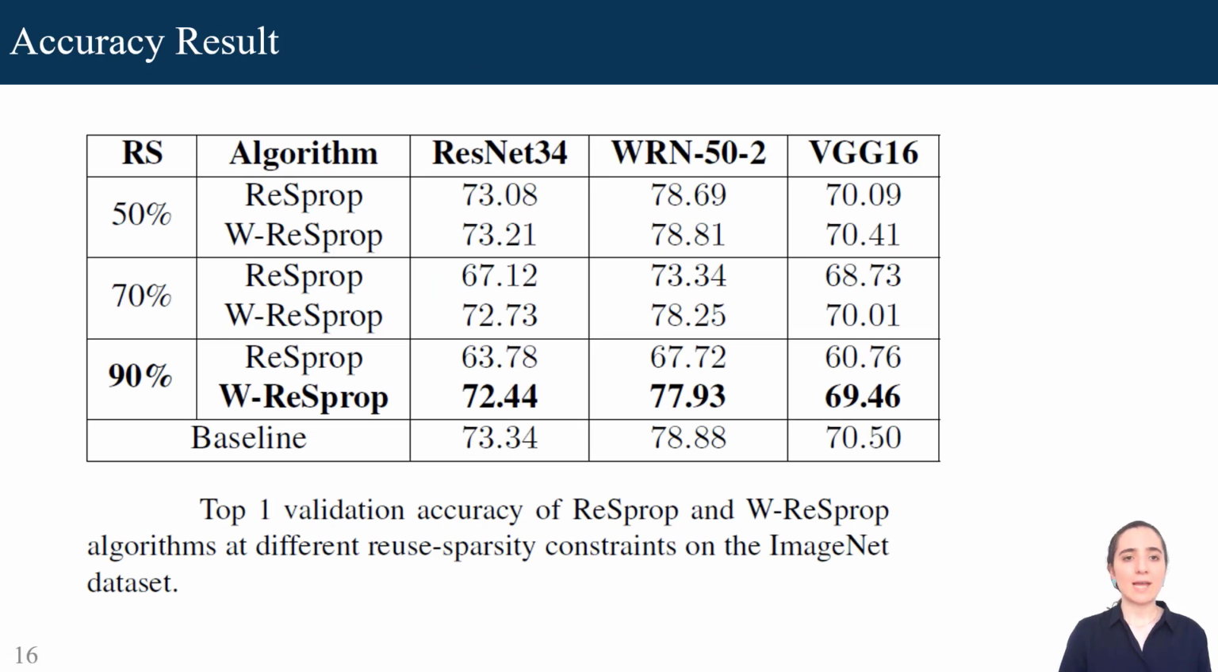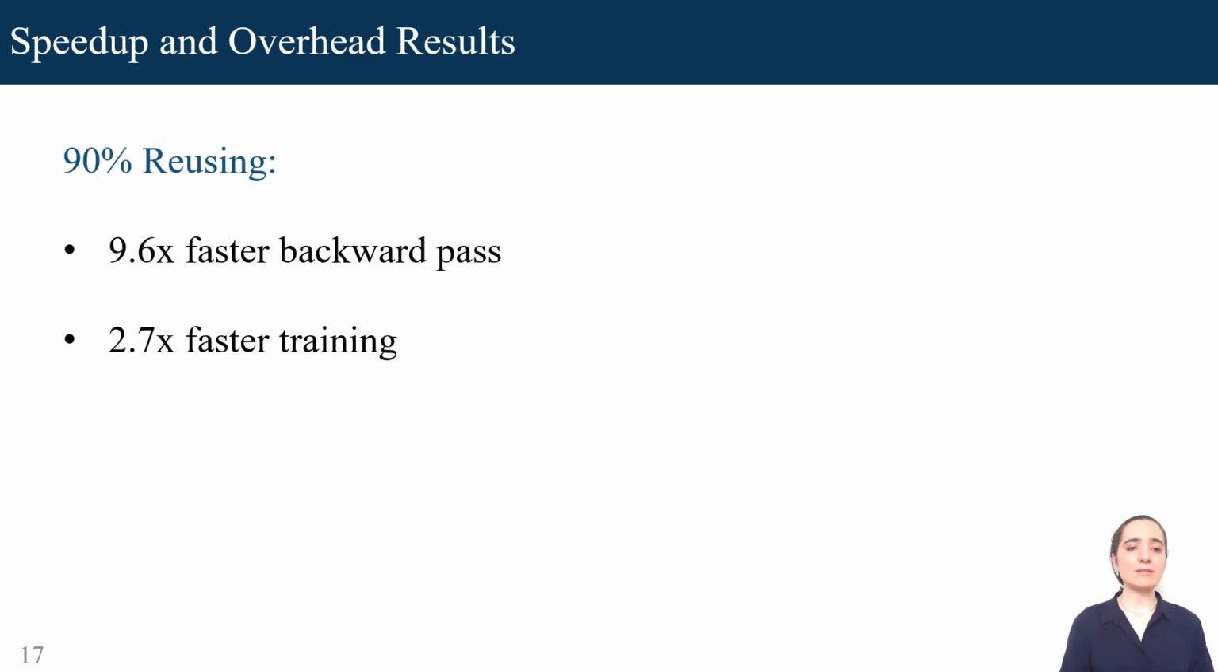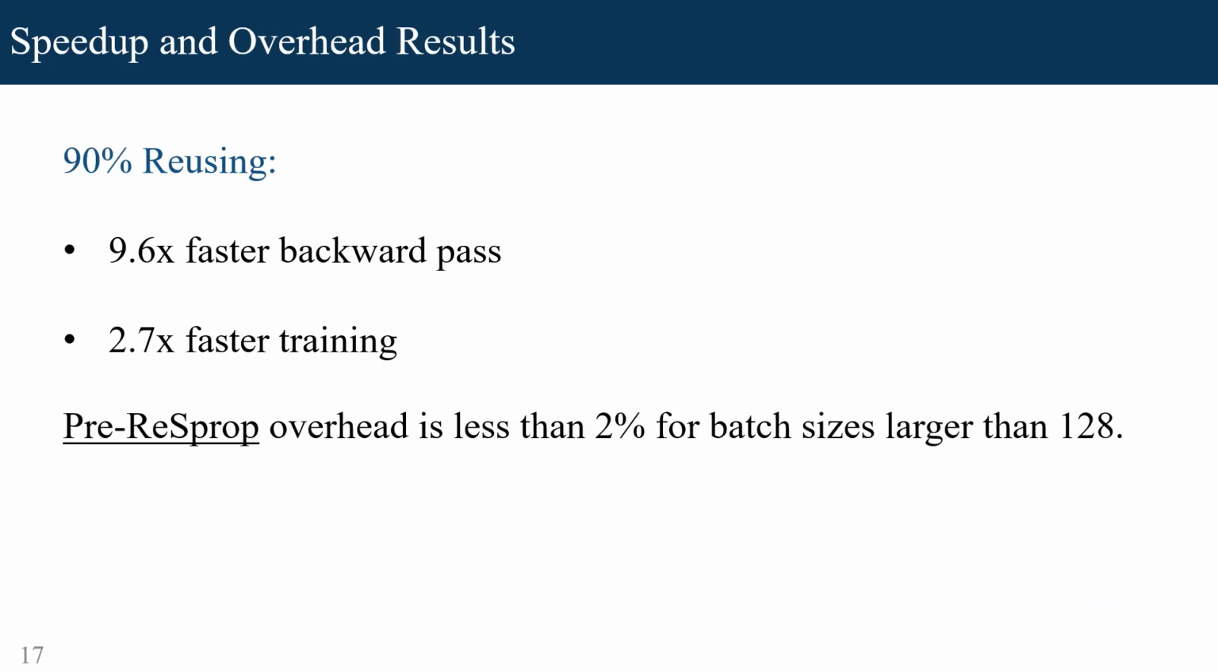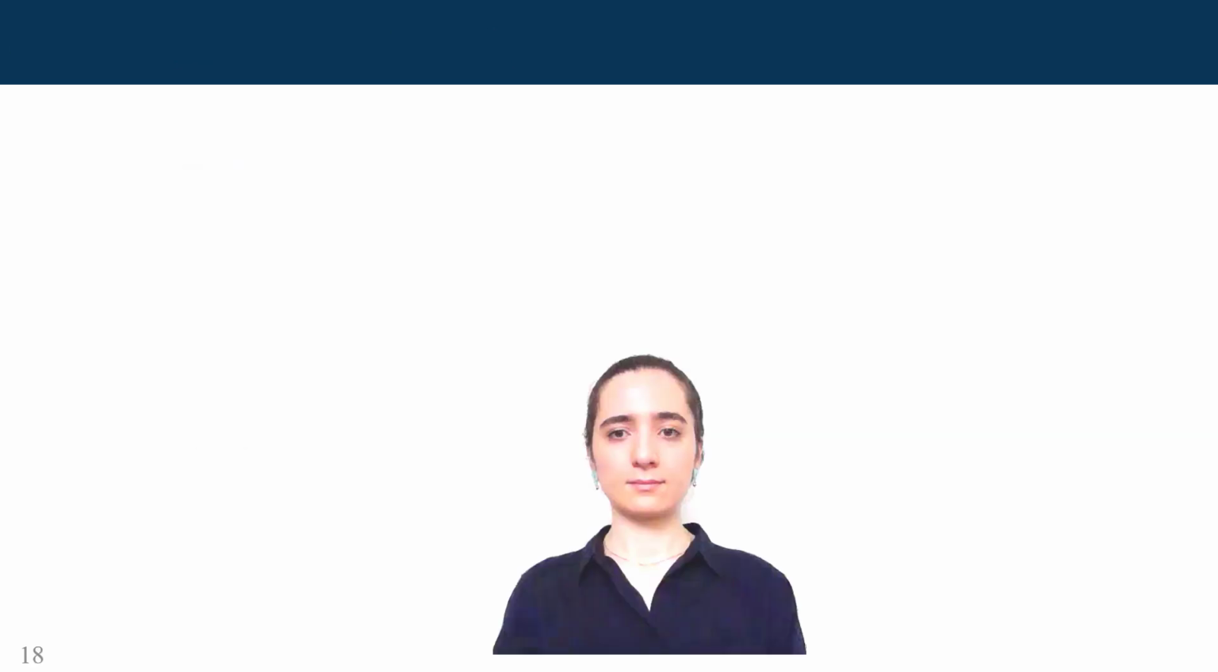The table shows the accuracy results for ImageNet dataset. We can see that at 90% sparsity, WReSprop loses about 1% accuracy. At 90% reusing, ReSprop makes backward pass 9.6 times faster, which leads to 2.7 times faster training. Pre-ReSprop, which is the main calculation overhead of our algorithm, has less than 2% overhead in batch sizes larger than 128. For more details, please read our paper.